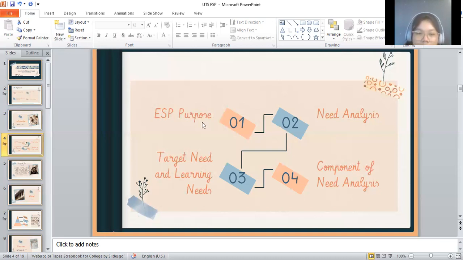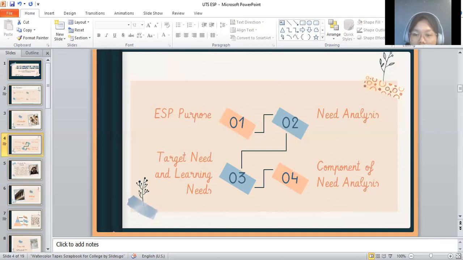And after that, target needs and learning needs. Target needs are the goal of the learner. Target needs are the goal the learner needs to meet in the target situation. The target needs can be identified from the necessities, lacks, and wants. The learning needs are the learning situation that the learner is prepared for to learn effectively.